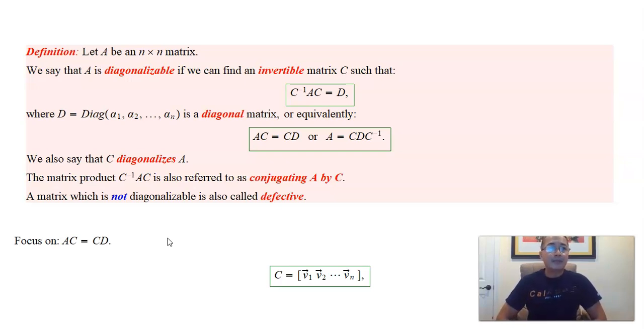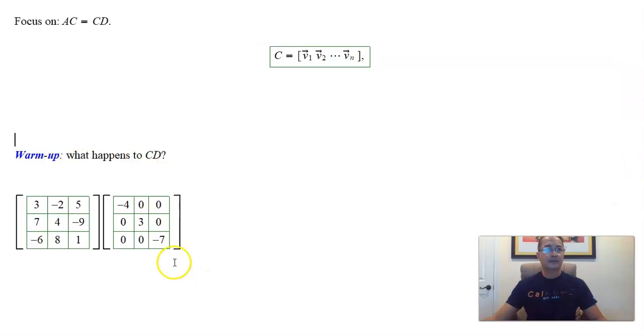All right, so first step, look at that equation. Next step, break down C into its columns, like what we've done before. So suppose you have V1, V2, V3 through Vn as the columns of C. We already know what A times C looks like. When we defined a matrix product, we said that's just AV1, AV2 through AVn. What we don't know, not exactly, is what does C times D look like? What does this matrix product look like?